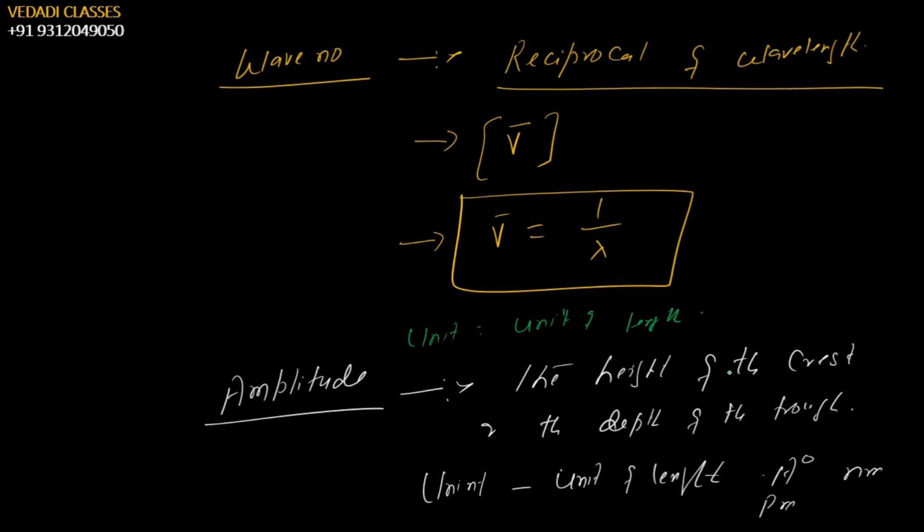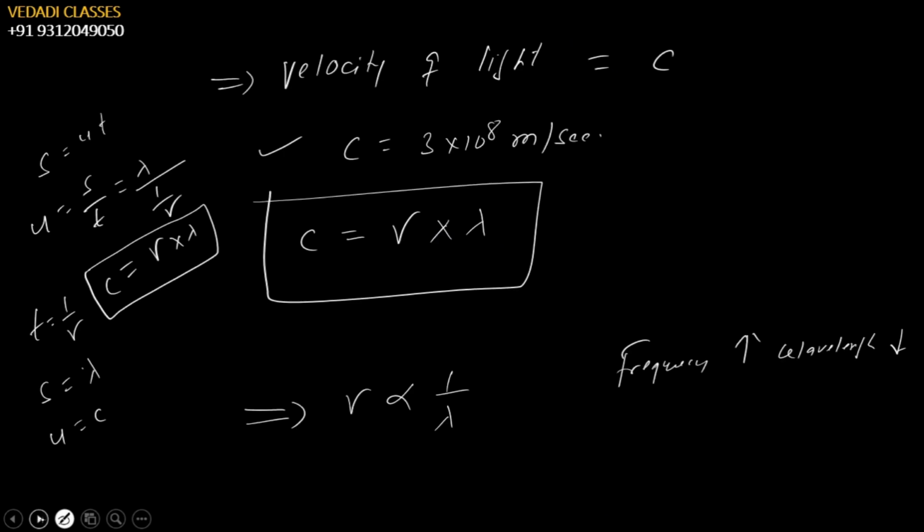Now amplitude, the height of the crest or the depth of the trough. Its unit is the same as length. It may be angstrom, nanometer, or picometer. Velocity of light, as we know, c, and we proved it with the help of the formula s is equal to ut. In place of s we put lambda, and in place of time period we put 1 by nu, so you got c is equal to nu into lambda.